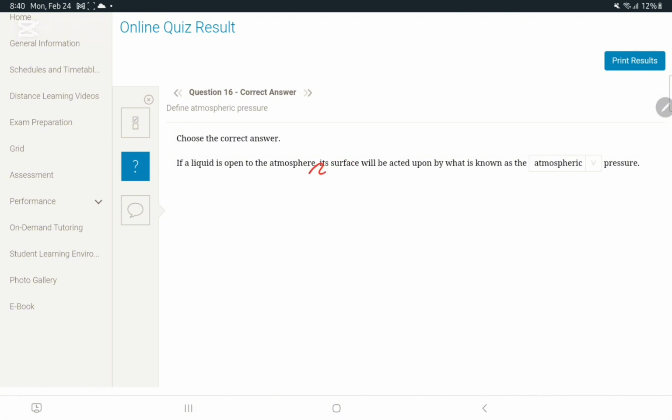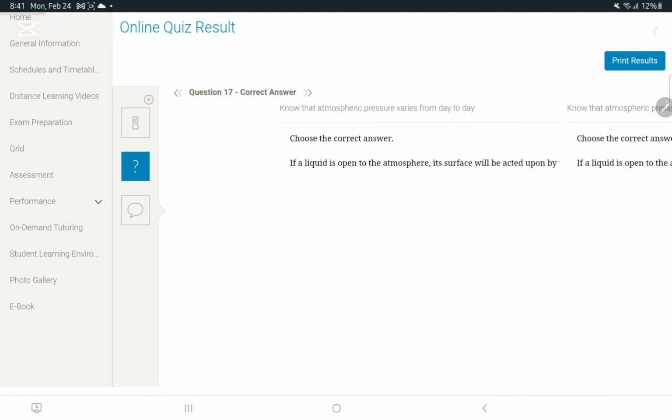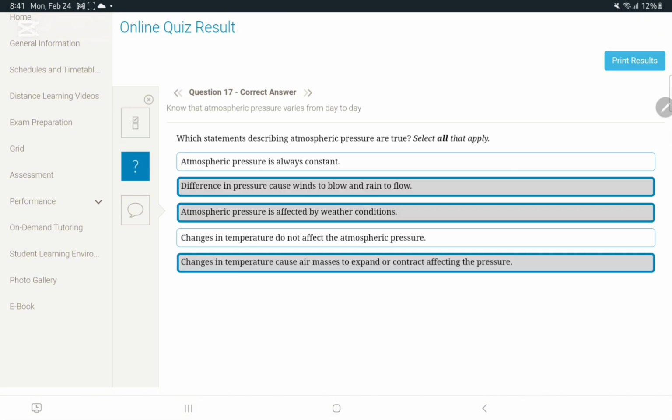If a liquid is open to the atmosphere, its surface will be acted upon by what is known as the atmospheric pressure. Which statements describing atmospheric pressure are true? Atmospheric pressure is never constant; it can change due to some variations and limiting factors. Difference in pressure causes winds to blow and rain to flow. You should memorize this, because in some areas you have more pressure than in others, and the differences in pressure in some areas cause the wind to blow and might cause the rain to flow. That rhymes: difference in pressure causes wind to blow and rain to flow.